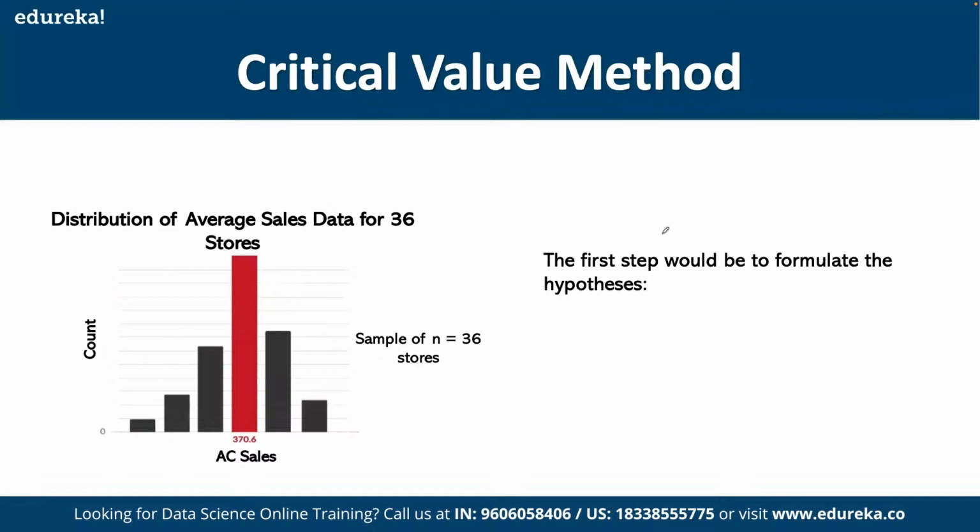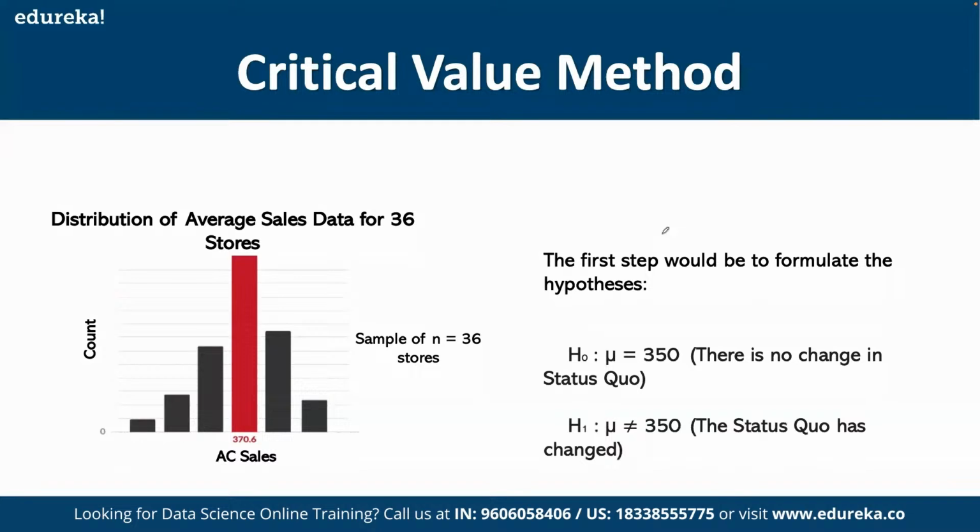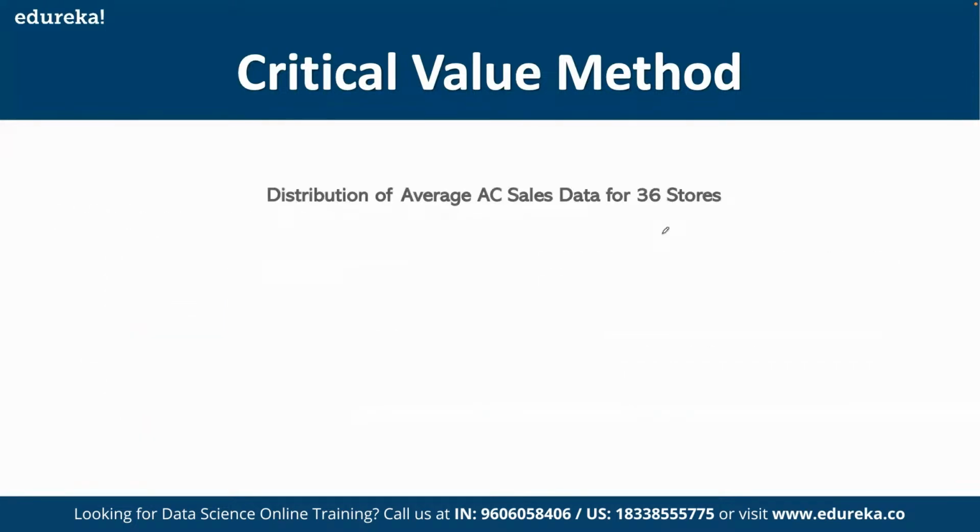Then the first step is to formulate the hypothesis. So we'll define the null hypothesis and the alternate hypothesis. The null hypothesis is 350, which means that there is no change in the store's status quo. And the alternate hypothesis is the one which says that the average is not equal to 350. Now, once we define the hypothesis, we are going to select the sample. In this scenario, we'll look into the sample of 36 stores.